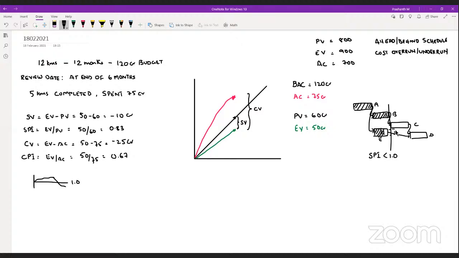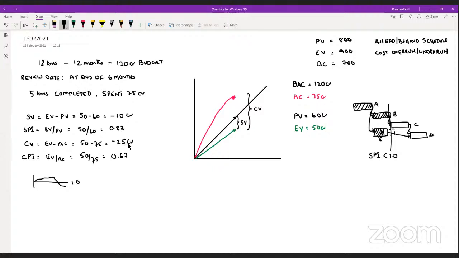So these kinds of situations will arise when we are specifically dealing with SPI. SPI less than 1 doesn't necessarily mean that your project is delayed, but it needs further inference, whether the delay is on the critical path or on the non-critical path. Where is the delay? We need to understand that.